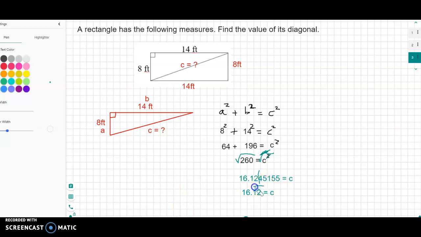So guys, we already have the missing value, which is 16.12. Remember the units? I forgot the units here, my mistake. We need to say that we're talking about feet, not centimeters, not millimeters, but feet. So this is our final answer, guys.